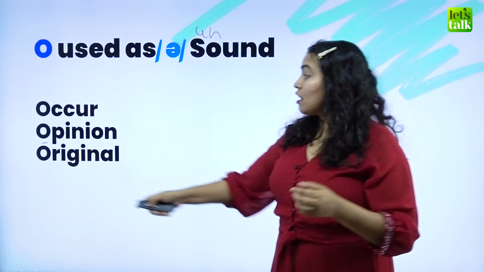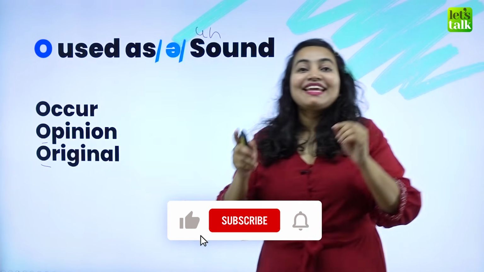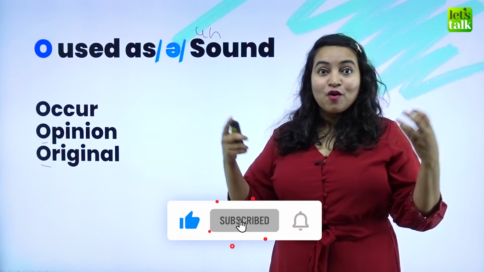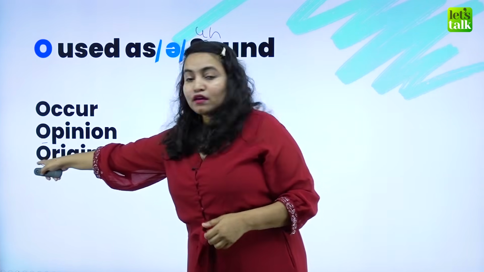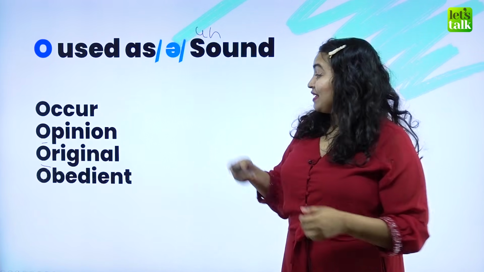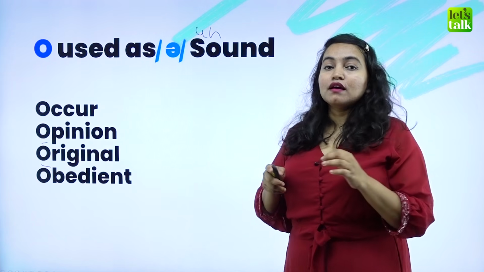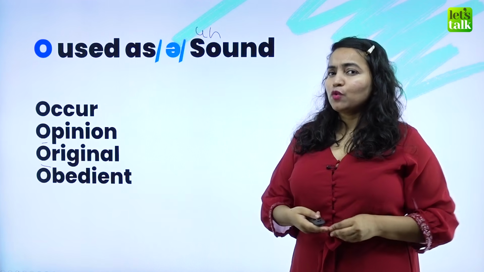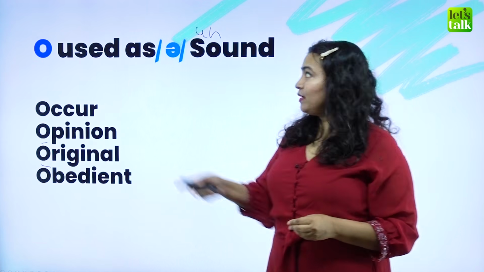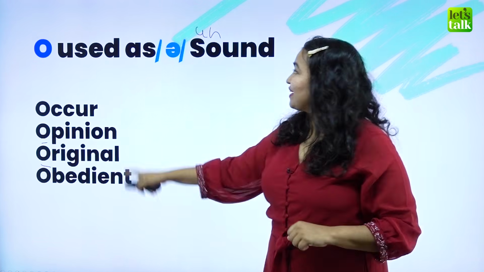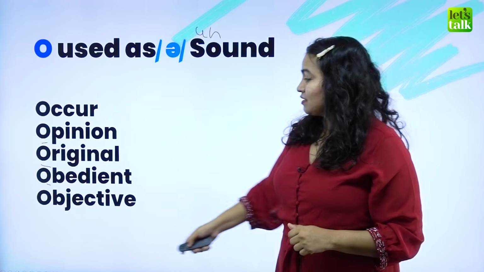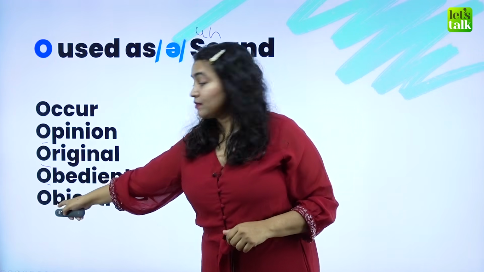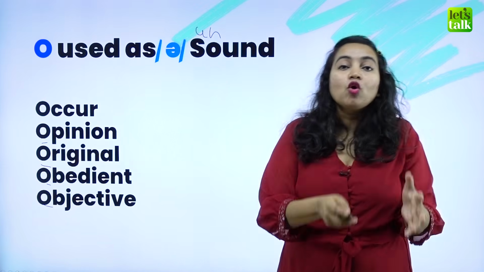Another word, original. I cannot tell you how many people say original or original, which is wrong. It is simply original. Then we have another word, obedient. Do you say that you are obedient? Well, you can't be obedient, but you can definitely be obedient. We have another word, objective. Objective is basically a goal or an aim.